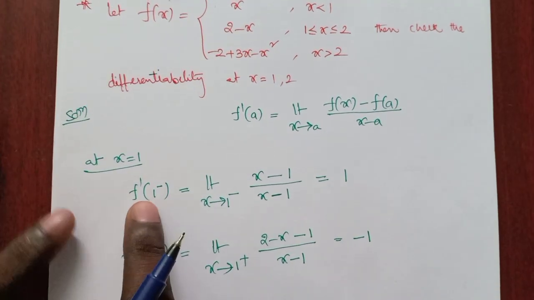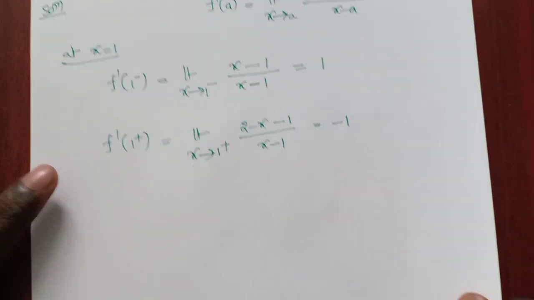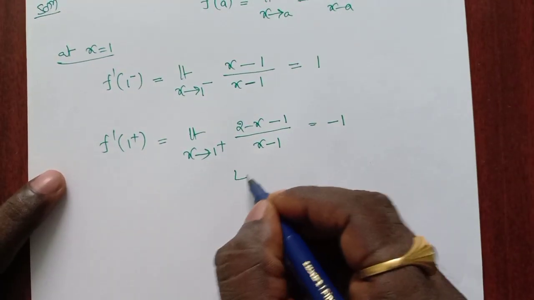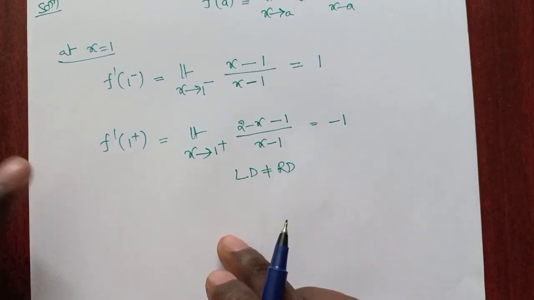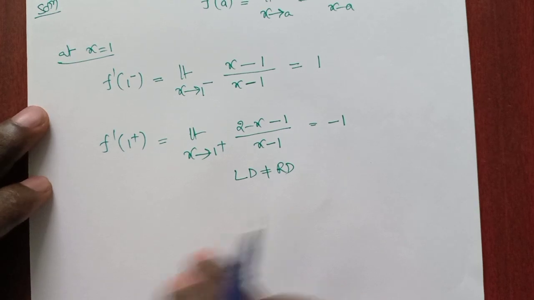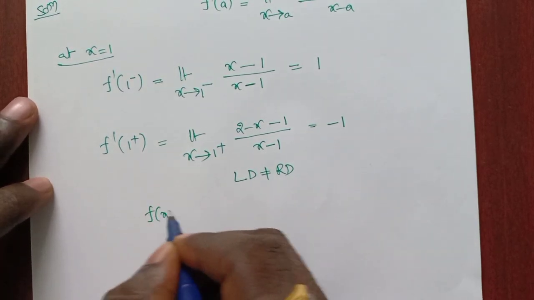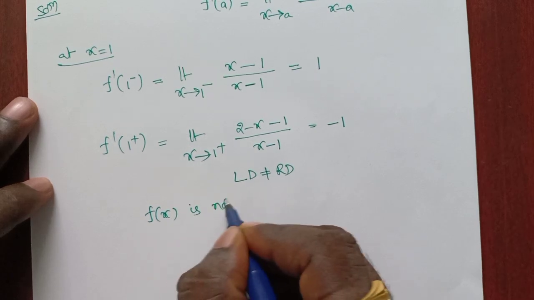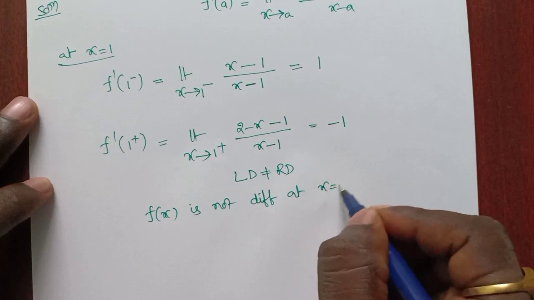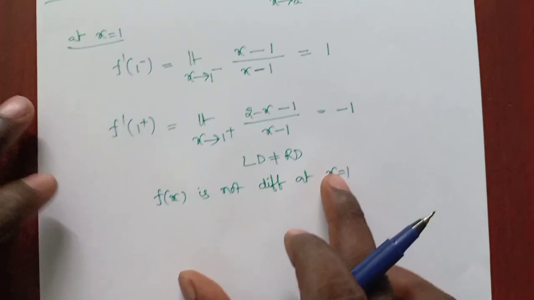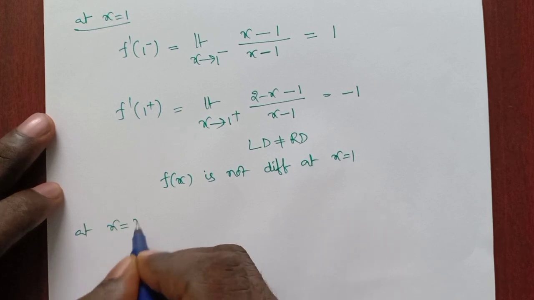Then what is left hand derivative? Plus 1. What is right hand derivative? Minus 1. Then clearly left derivative is not equal to right derivative, so the function is not differentiable at x equal to 1. So f of x is not differentiable at x equal to 1. Why? Because left derivative is not equal to right derivative. Now check whether it is differentiable at x equal to 2 or not.